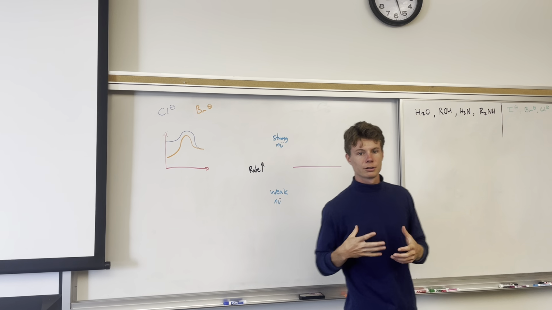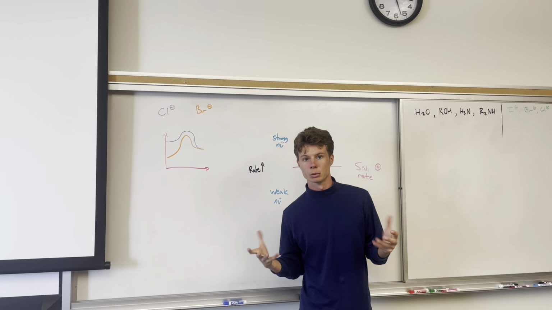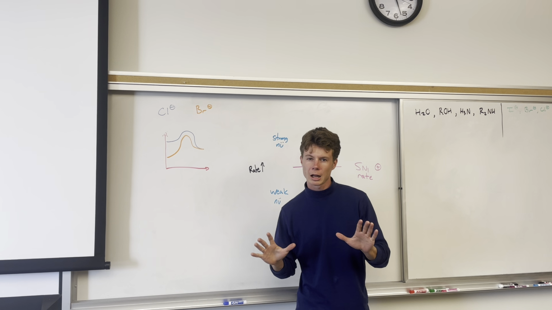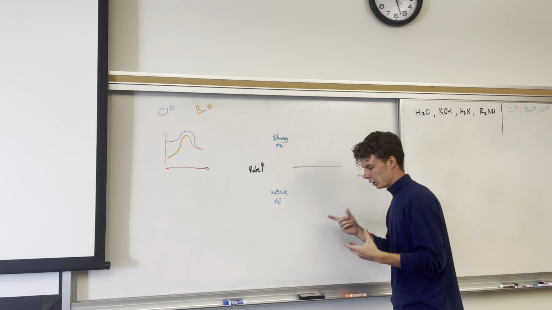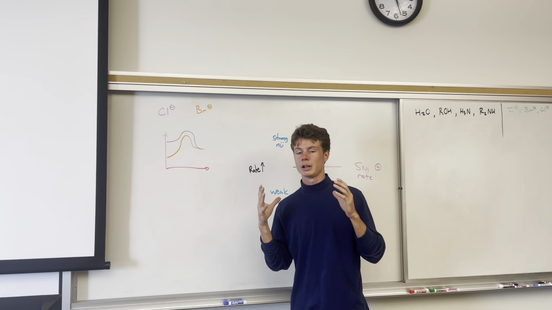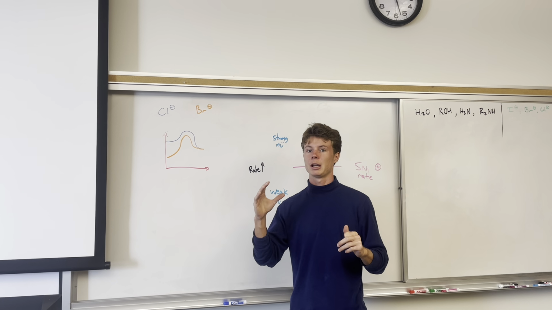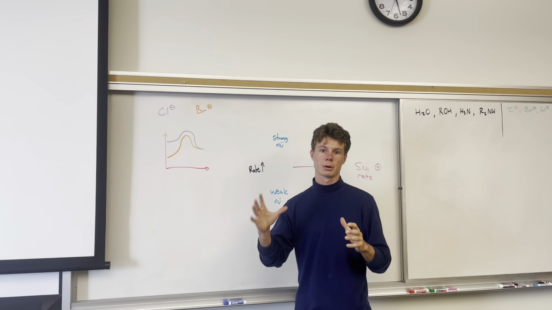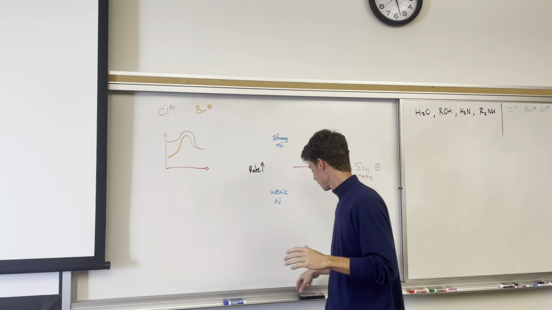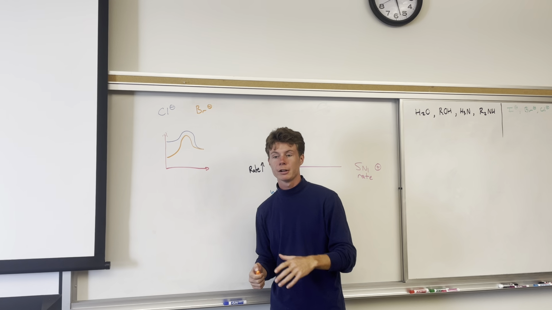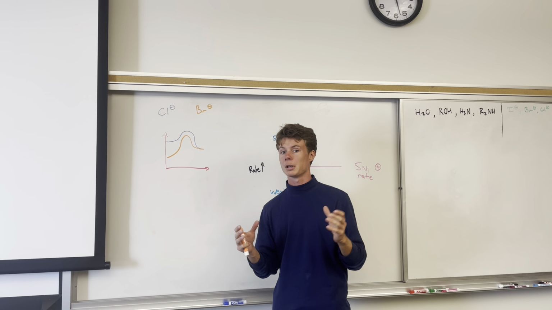But deciding between SN1 and SN2 again. So I probably have a secondary leaving group. Now, we learned last week that the rate law of an SN1 reaction is largely dependent on the carbocation only. Only the carbocation. So no matter what my nucleophile is, no matter how much I increase or decrease that, it's not going to matter. It's only my carbocation intermediate.